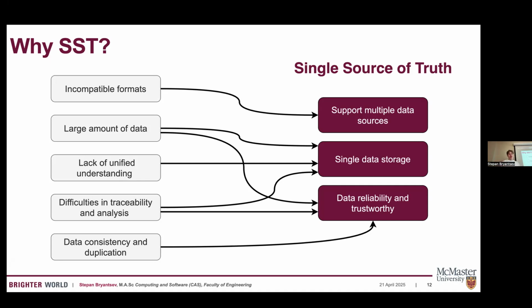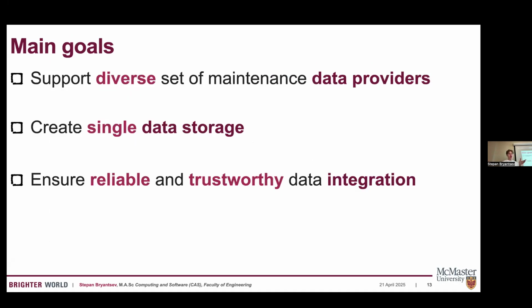But the SST is only a paradigm. It's only a concept, a high-level guideline for how we should implement the system. So it is not something real yet. That's the main goal of my research, to implement the SST in a software maintenance context. So the SST is a guideline, and I have to make it real in the software maintenance context.